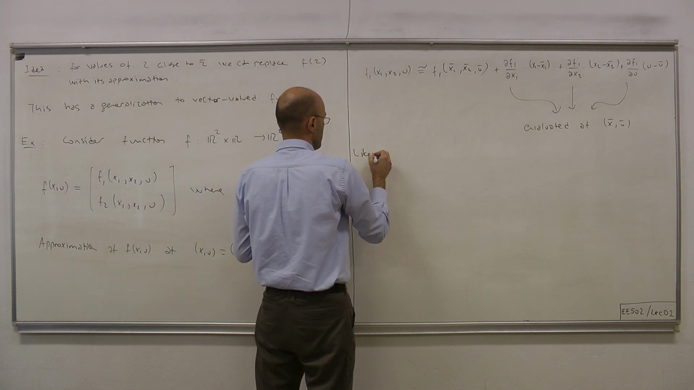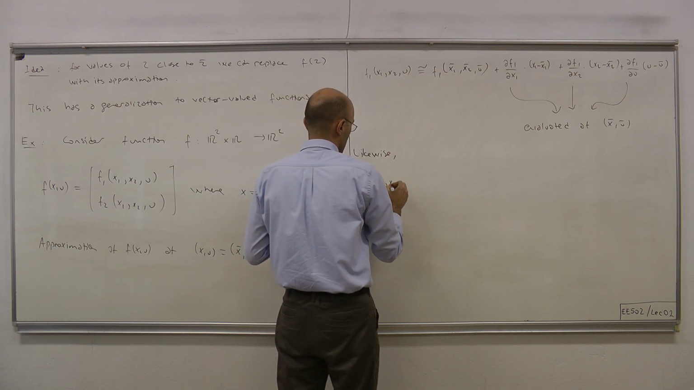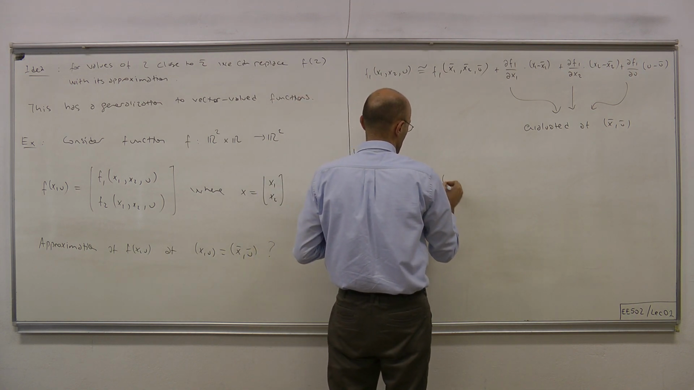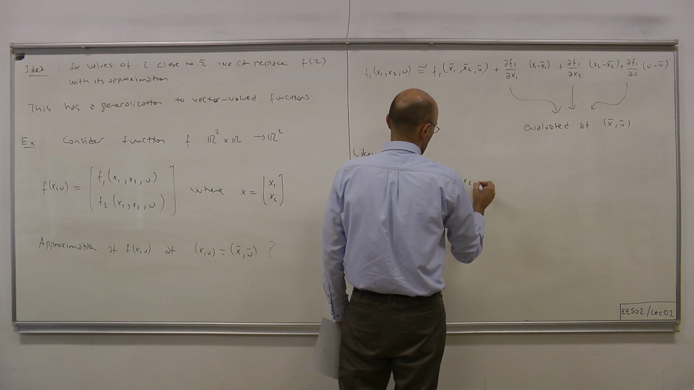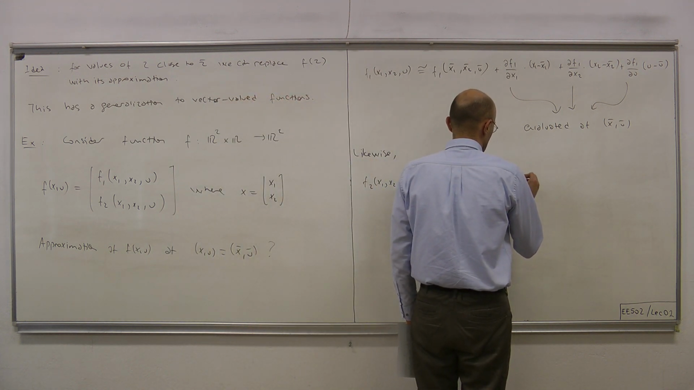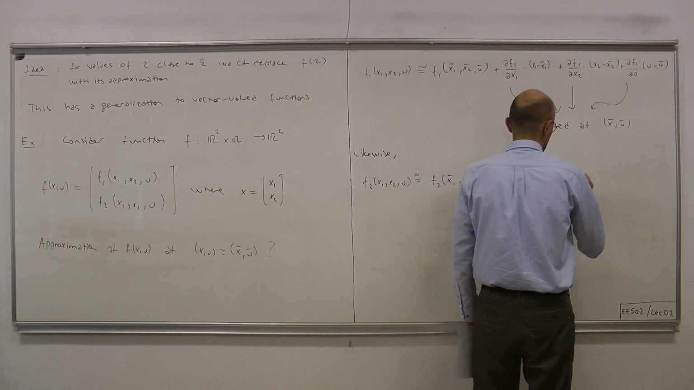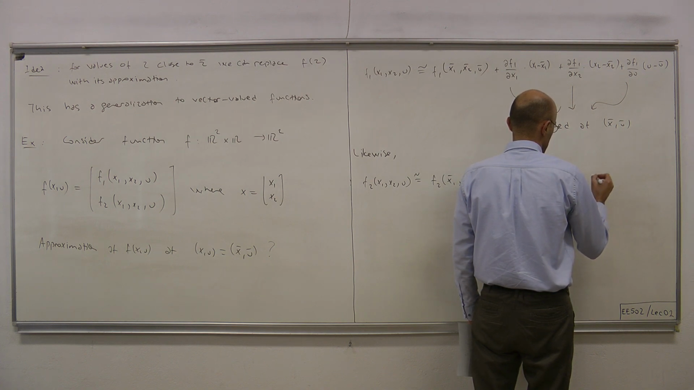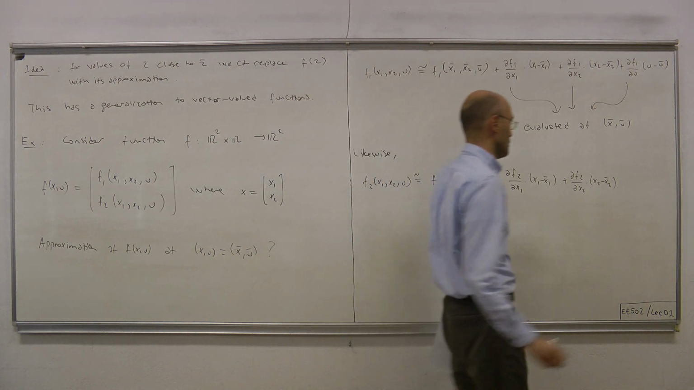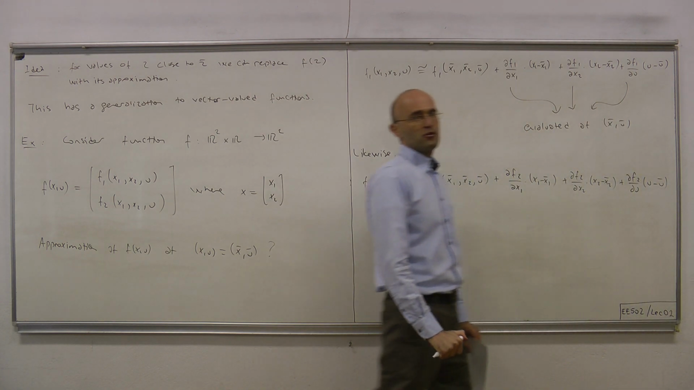Likewise, for the second entry, we have f2 of x1, x2, u approximately equals f2 at x1 bar, x2 bar, u bar, plus partial f2 partial x1 times x1 minus x1 bar, plus partial with respect to x2 times x2 minus x2 bar, and finally partial f2 partial u times u minus u bar.